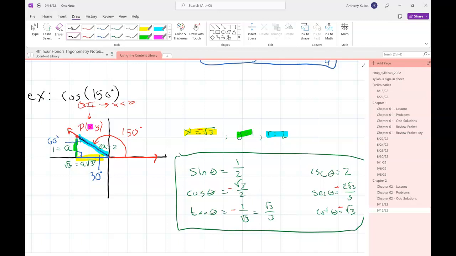Little small detail. Is that important? Yes. Oh, yes. Big time important. Because your point is in quadrant 2. To get into quadrant 2, you have to move your x to the left. That x coordinate must be negative.